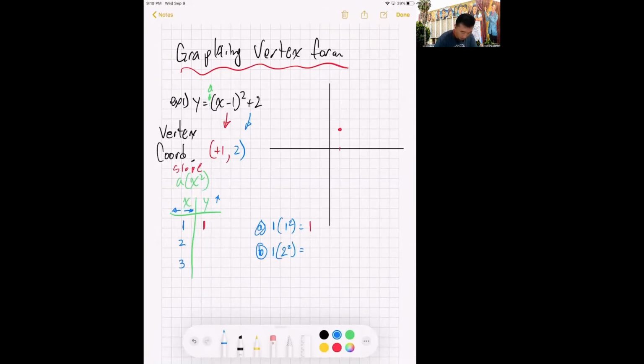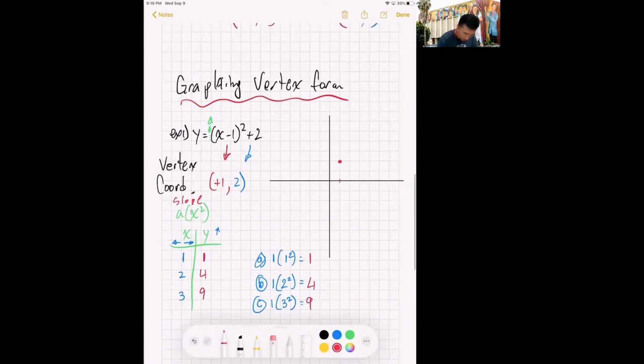So let's see here. That's going to be 2 times 2 is 4 times 1 is just 4. Okay, and I'll tell you what to do with these numbers in just a second. Let's do a third one. 1 times 3 squared. Okay, so 3 times 3 is 9 times 1, still 9. All right, so what does that mean?